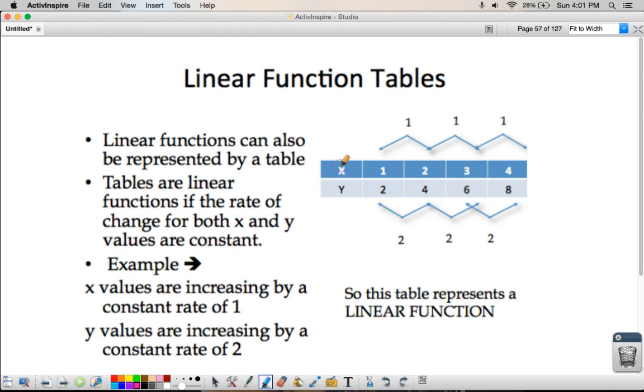Here, my x's increase from 1 to 2, I add 1. From 2 to 3, I add 1. From 3 to 4, I add 1. That's constant. Then in my y's, from 2 to 4, I add 2. From 4 to 6, I add 2. From 6 to 8, I add 2. Because these 1's are constant and these 2's are constant, this is a linear function.